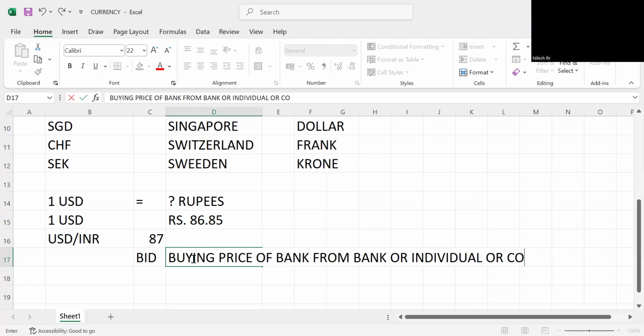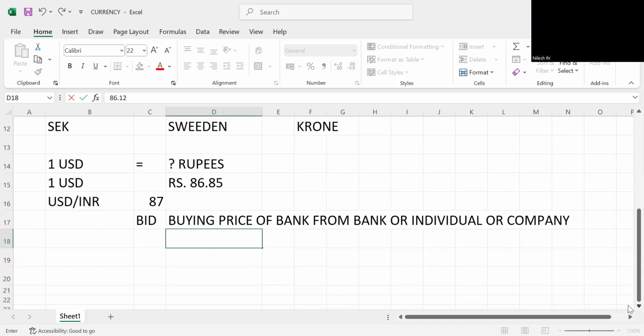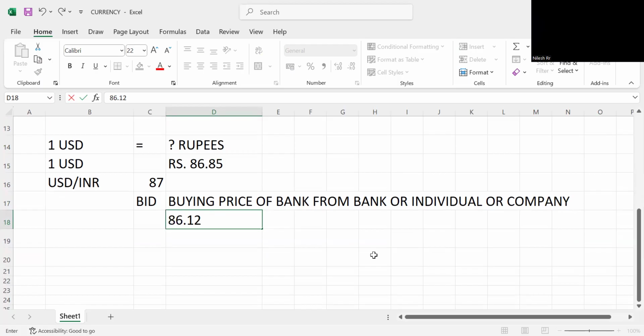So generally, if you go to a bank and tell them that I have $1, how much will you give me? The bank will say, I will give you 86.12. Suppose the bank buys at 86.12. That's their buying price, and that we call the bid.